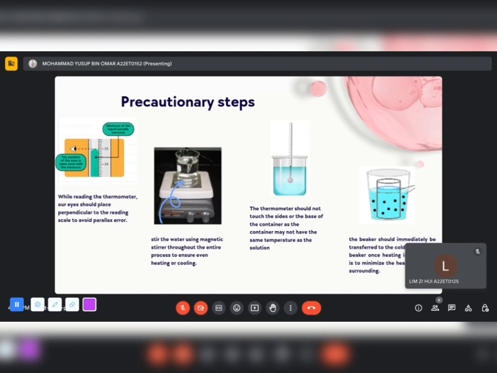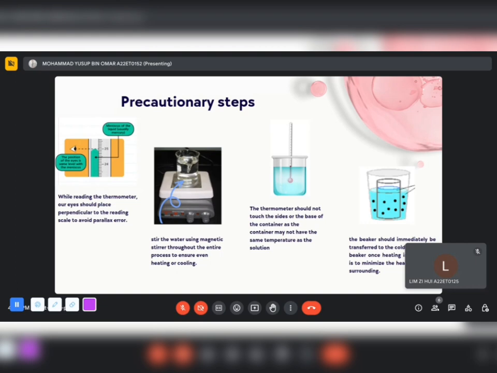Next, the thermometer should not touch the sides or the base of the container, as the container might not have the same temperature as the solution. So we want the reading of the temperature from the water, not the beaker. So we need to make sure the thermometer does not touch the beaker, so we can get the value that we need, which is from the water, not from the beaker.